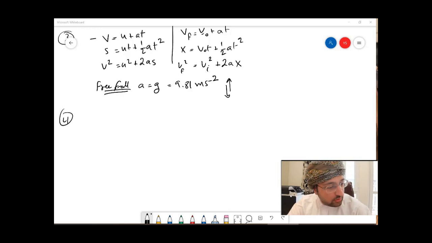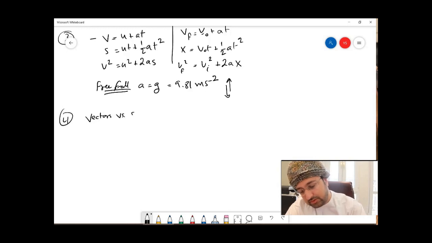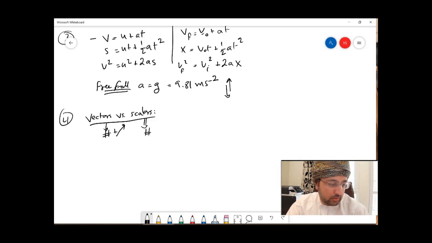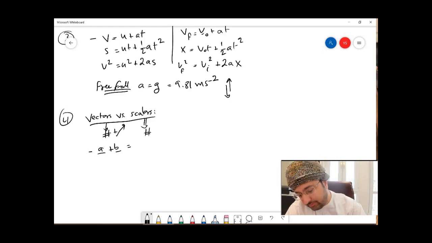Okay, so next we moved on to the idea of vectors versus scalars. And we said a scalar only has a number, and a vector is two-dimensional. It has a number and a direction. Okay. What can we do with vectors? We said we can add vectors. If we have two vectors, we can add them. We said they are commutative.